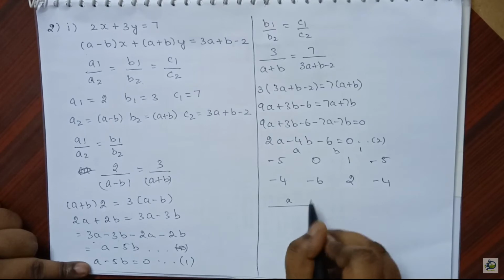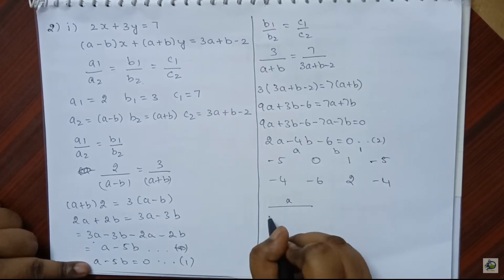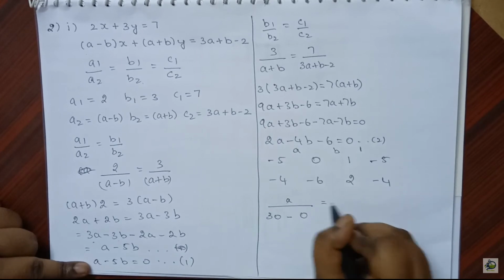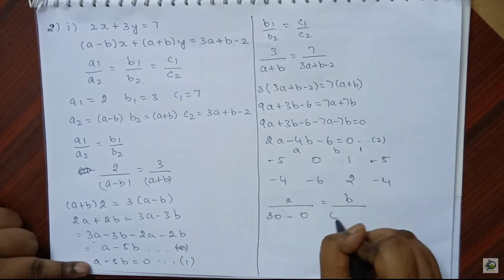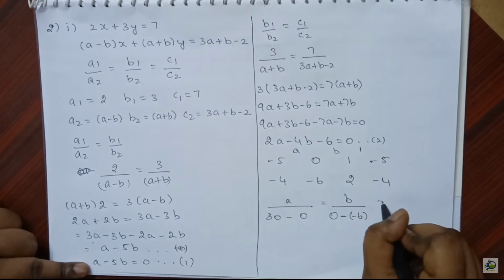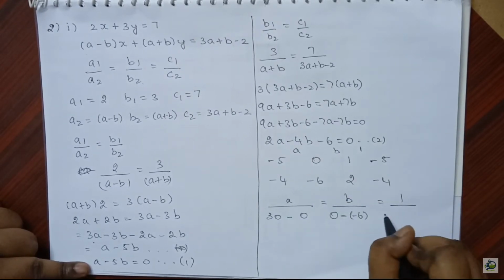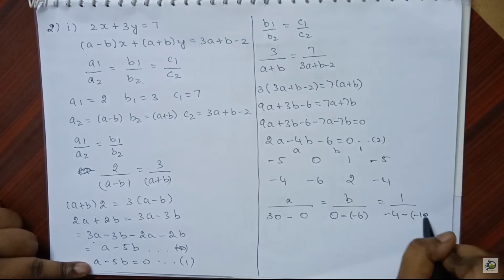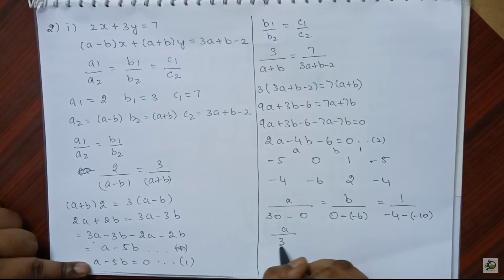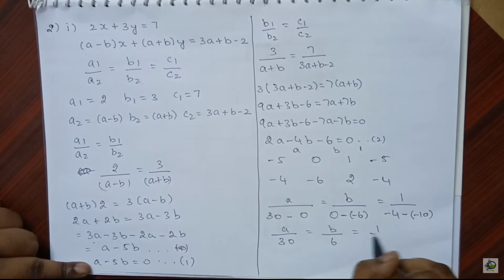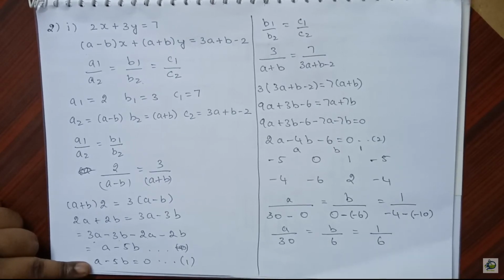So a divided by minus 6 minus 5 is plus 30 minus 0, which is equal to b by 2 into 0 is 0 minus minus 6 into 1 is minus 6, equal to 1 by minus 4 minus 2 into minus 5 is minus 10. So a by 30 equal to b by 6 equal to 1 by minus 4 plus 10, which is plus 6.